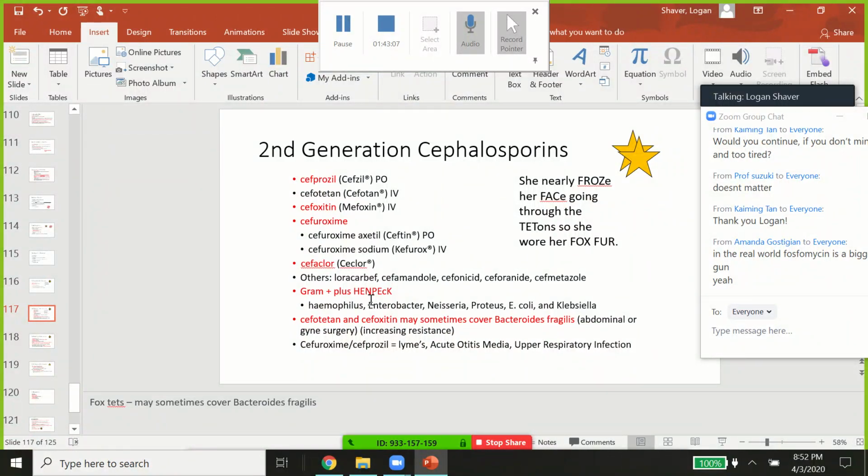But I can't remember. Oh, maybe this one, FOX. I think I tried to come up with something else because cefotetan and cefoxitin may sometimes cover Bacteroides for gallons. So that's something else I tried to come up with, desperately. But yeah, basically use the hints, PECK and HENPECK. That's super helpful, and the mnemonics I actually ended up remembering too.